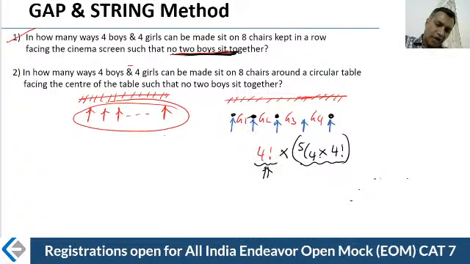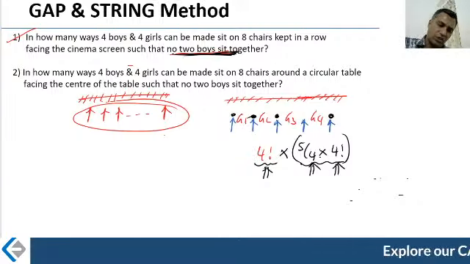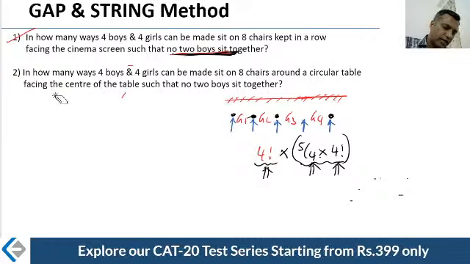So that's what you're saying. First the girls sat, and then you identified the potential gaps for the boys, and then you made the boys occupy those particular gaps. Now this is the point. That's how the problem looks there. Fair enough. Let's now take the circular table.